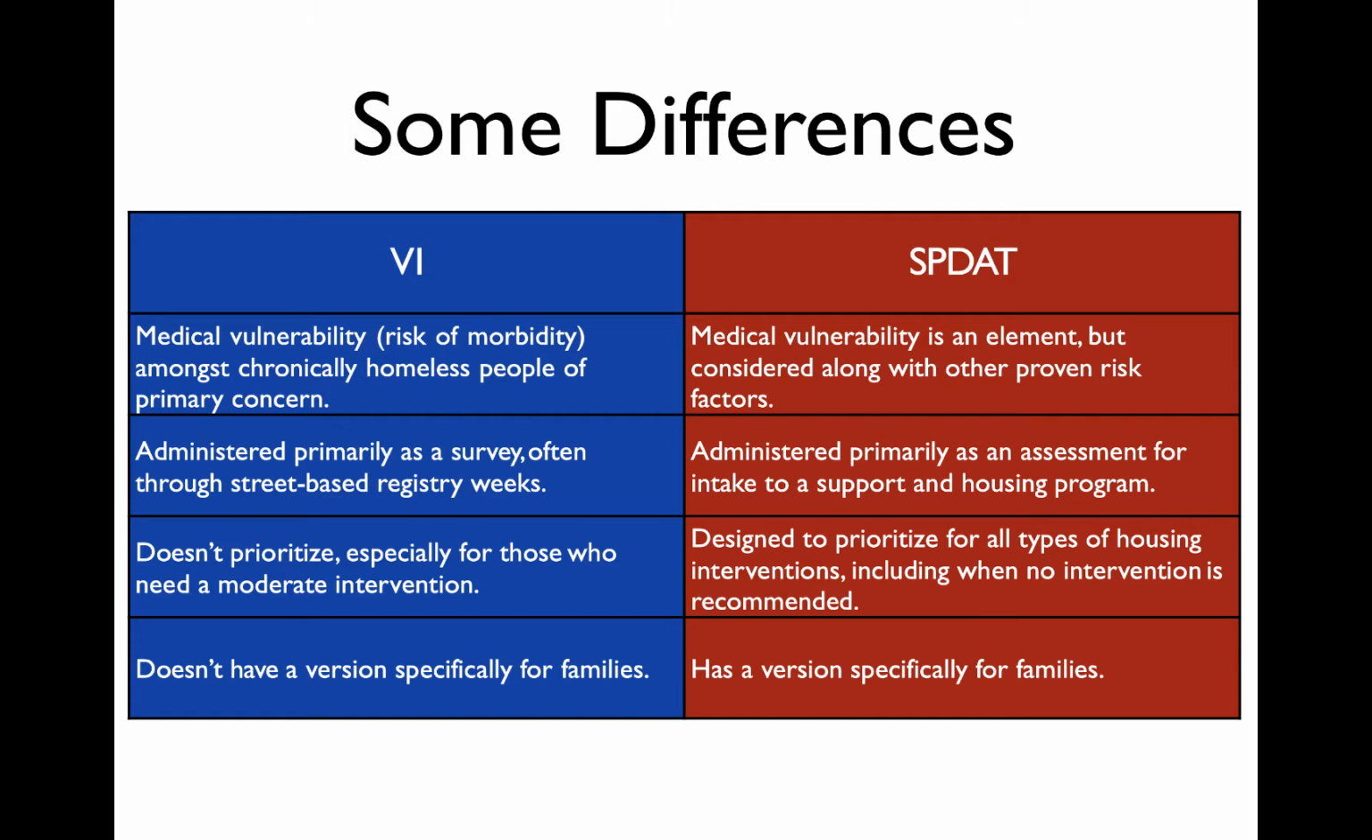The VI has a primary concern around medical vulnerability or risk of morbidity amongst chronically homeless persons. It's also administered primarily as a survey, often through street-based registry weeks. A lot of communities don't have a lot of shelters that they can just walk into or a coordinated entry line that they can call. So they'll have registry weeks where they set up a van and advertise that people can go there for a VI. It doesn't prioritize. It should not be used for prioritization, especially for those who need moderate intervention. And it doesn't have a version specifically for families.